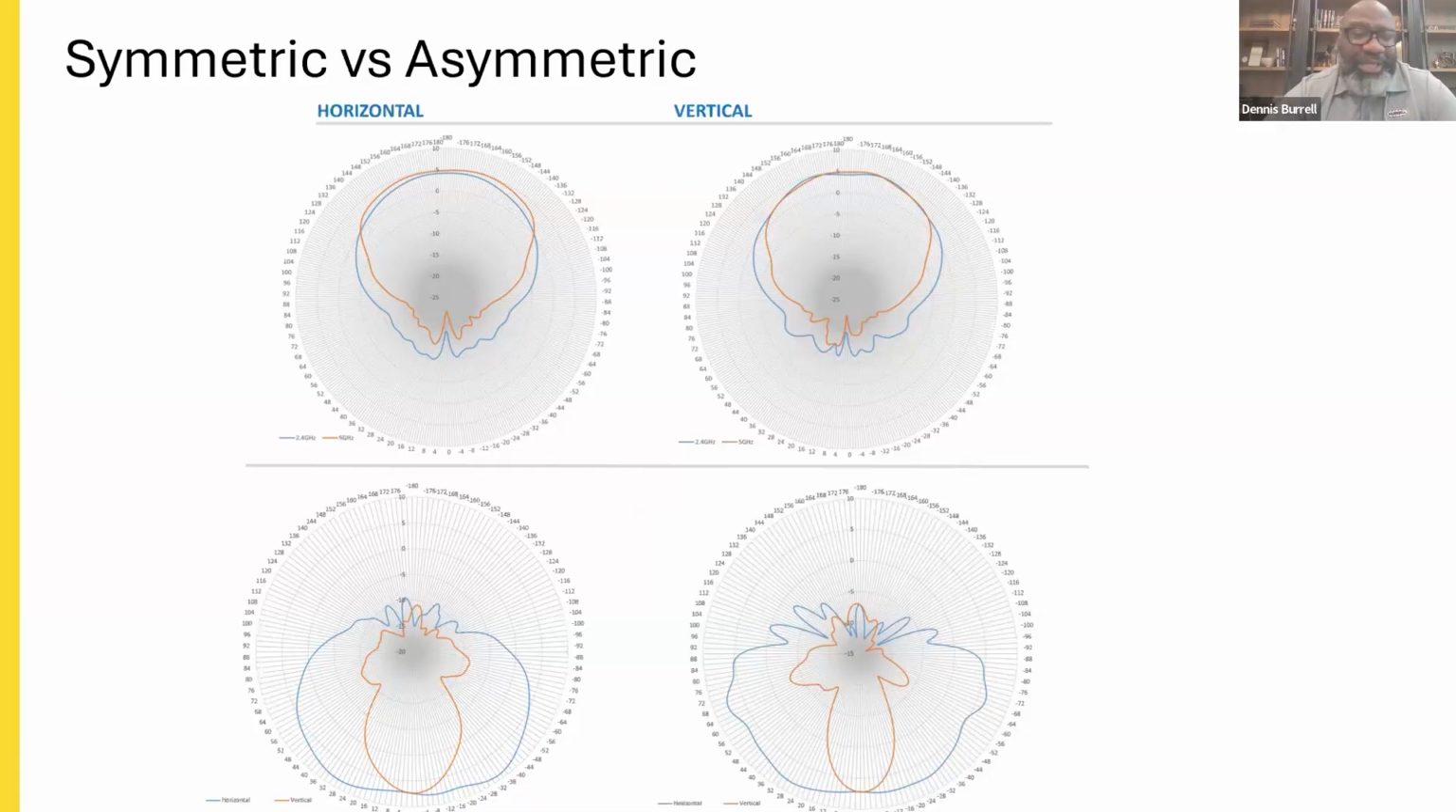And by symmetrical, that means that the vertical and the horizontal patterns are the same beam width. That's what we mean by symmetrical. And then at the bottom, we see asymmetrical, where the vertical and the horizontal beam widths are different on the antenna at the frequency bands of operation. So that's the difference between a symmetrical and asymmetrical. So it just depends on what your design is calling for.